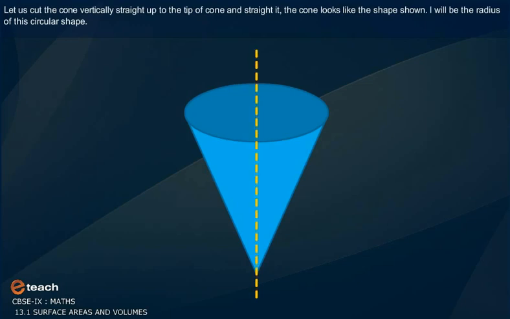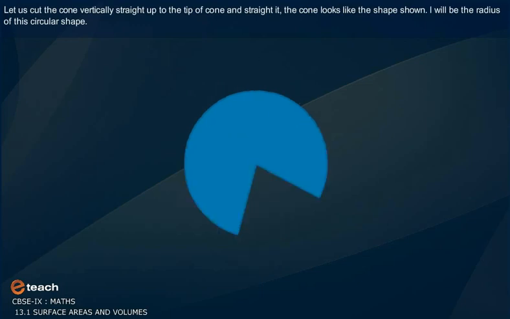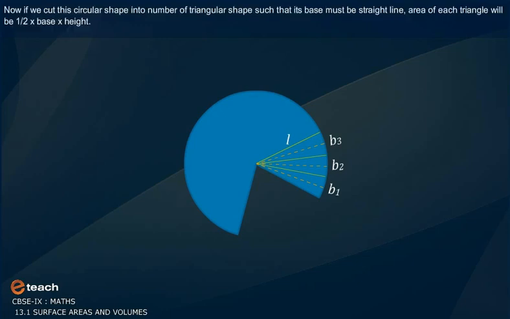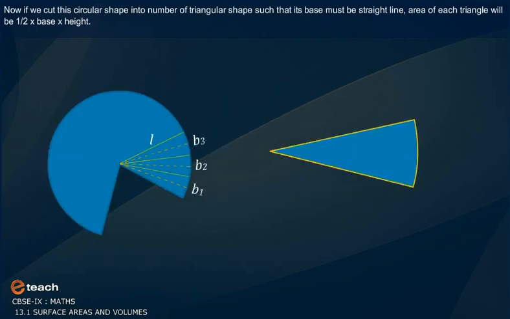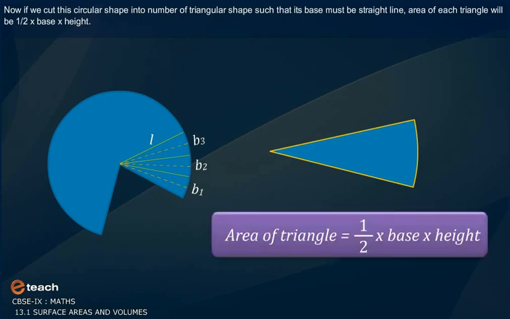Let us cut the cone vertically straight up to the tip of the cone and straighten it. The cone looks like the shape shown. L will be the radius of this circular shape. Now, if we cut this circular shape into a number of triangular shapes such that the base is a straight line, the area of each triangle will be 1 by 2 into base into height.